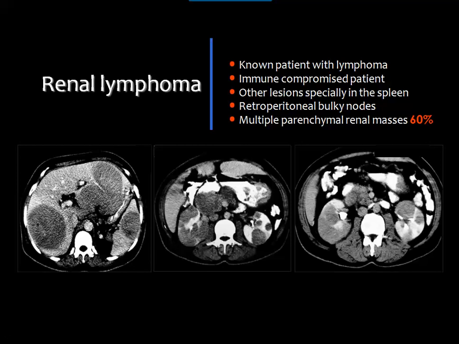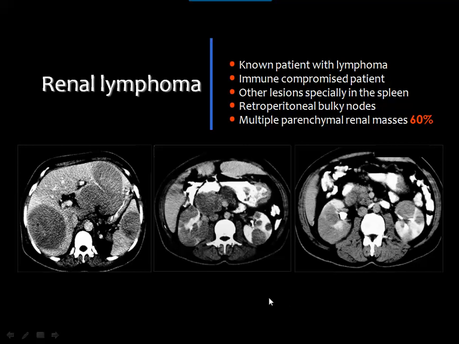Renal lymphoma is also a known malignancy, and it can occur in patients known to have lymphoma, or in cases who are immune compromised. And in order to diagnose renal lymphoma, it is a solid mass that is not differentiated easily from renal cell carcinoma. But if you see that the renal mass is multiple in the same kidney, or in the opposite kidney, or bilateral multiple renal masses, this favors the diagnosis of lymphoma.